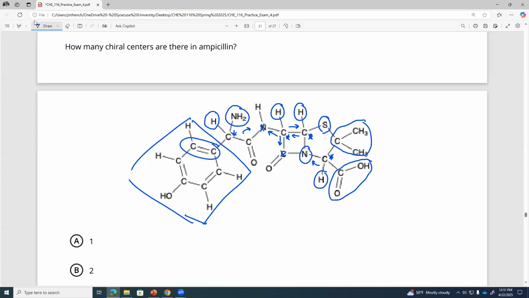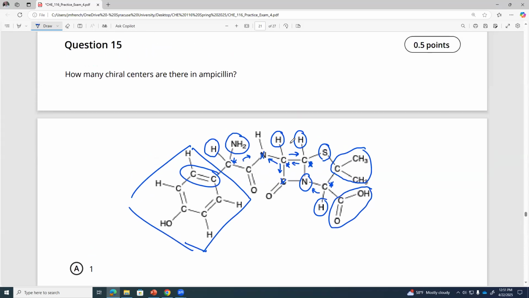We need to have 4 unique substituents. So we can't be sp2 hybridized, right? So we've got 1, 2, 3, and 4 chiral carbons. This carbon can't be chiral because I have 2 methyl groups, right? 2 of the same groups. I need to have 4 unique substituents to make that chiral.